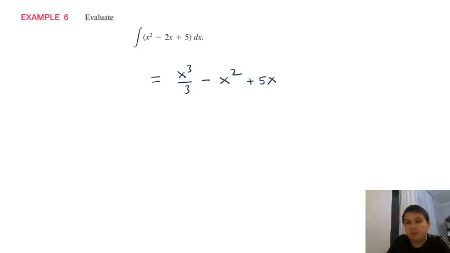Now, you might think, okay, maybe for each one we need to add some constant, right? Like x cubed over 3 plus c, minus x squared plus c, 5x plus another c, and so on. So it's not so convenient to write a constant three times. So instead, we only place just one constant.